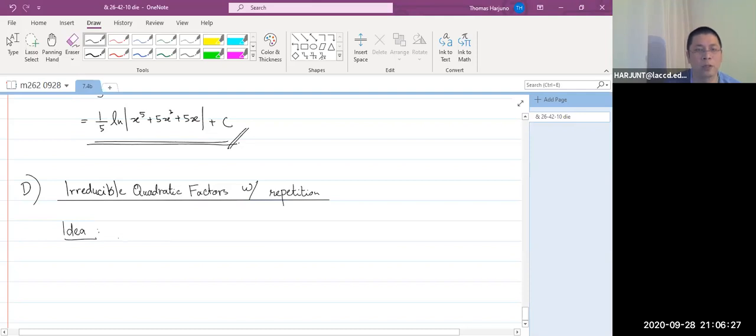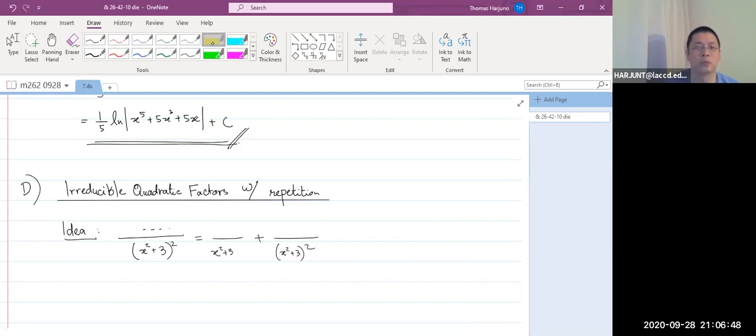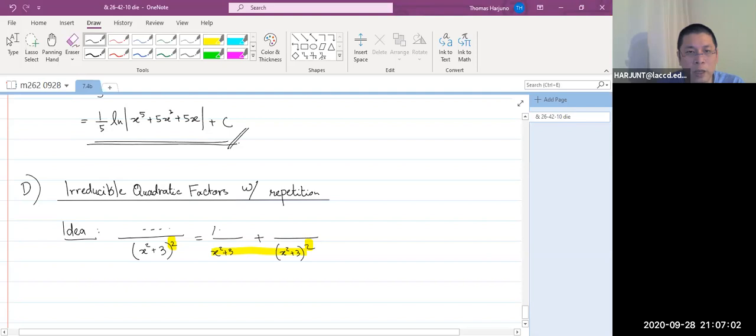The idea: if you have, for example, something over x squared plus 3, squared, just like before, if you have repetition, then you need to repeat it. Okay, you have to repeat it. And then on the numerator, the degree must be less than the denominator without repetition. So this would be ax plus b. This is cx plus d.